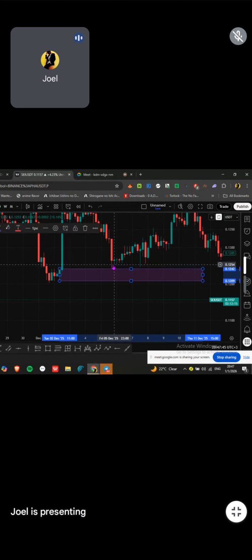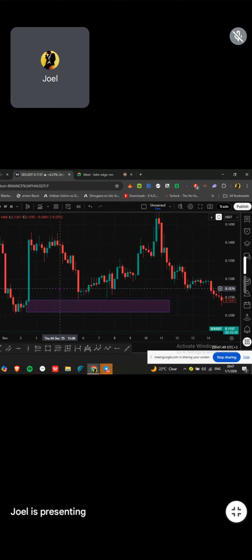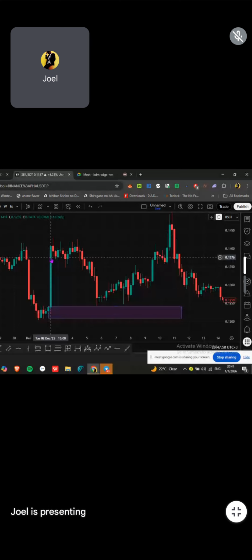Remember, it's just a zone. It's not an actual place. It's just a zone because we do not know the exact area where they place their orders. As you can see here, it's a perfect example. This is a valid order block. Price pushed up, and what happens? It came back down to here, and once it came back down, boom, it got pushed up again.